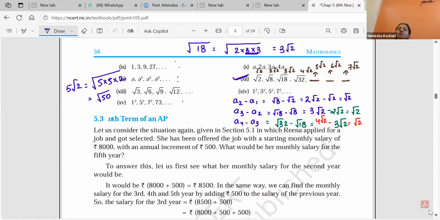5 root 2 means 5 must be inside the root, but in a pair. We have written root 50. So if you write the answer like this, 5 root 2, 6 root 2, 7 root 2, it is correct. But if you are not able to match the answer, please check it this way. Then only you will be able to match the answer if this is an MCQ. For 6 root 2, inside the root you must have 6 into 6, then 2. Then you can do the multiplication. 6 sixes are 36, 36 into 2 is 72. So the next number is root 50, the next number is root 72.